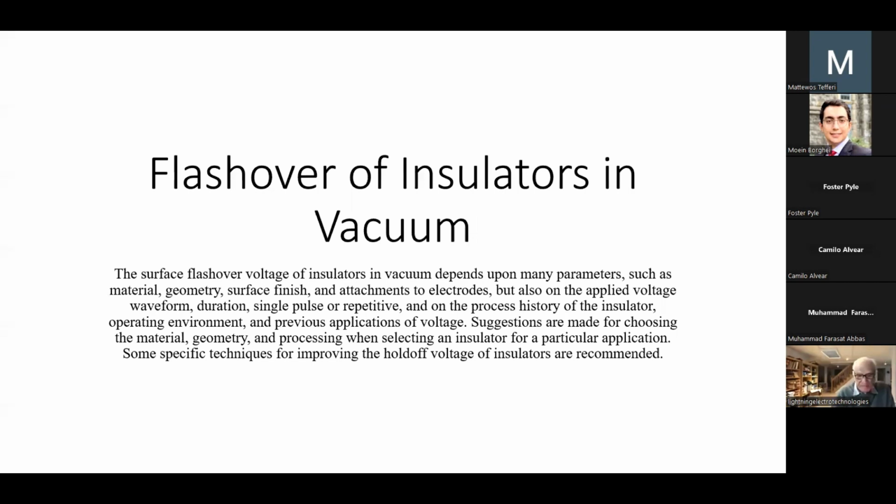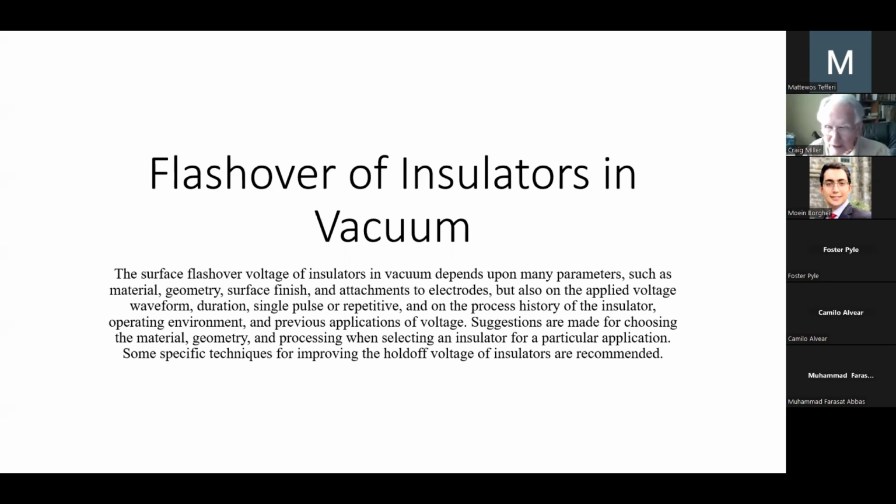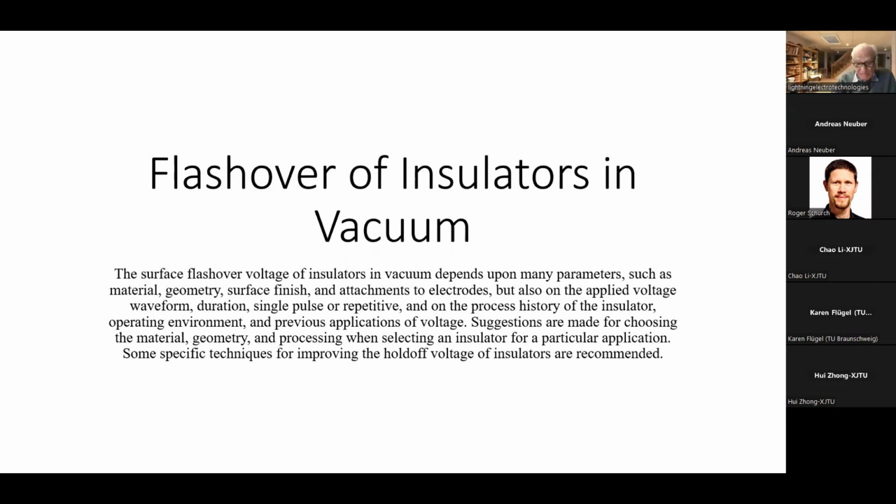Okay, today I'm going to talk about flashover of insulators in vacuum. Insulators are used in many applications which require them to support significant voltage differences while exposed to vacuum. The voltage holding capability of a solid insulator in vacuum is usually less than that of a vacuum gap of similar proportions. The vulnerable area is the surface of the insulator, since its bulk voltage hold-off capability normally is better than that of a similar sized vacuum gap.